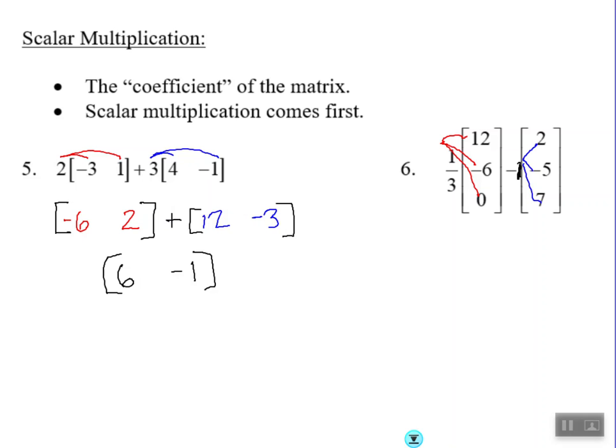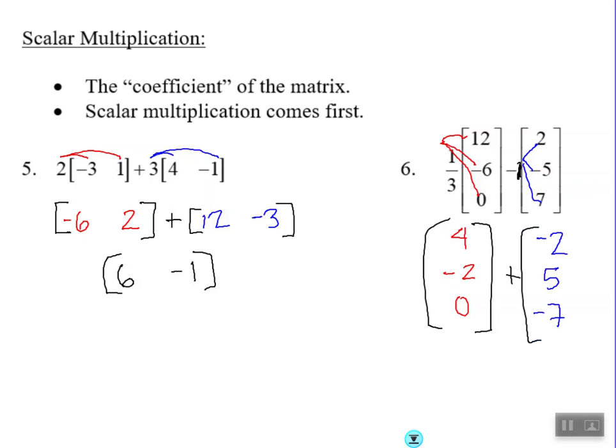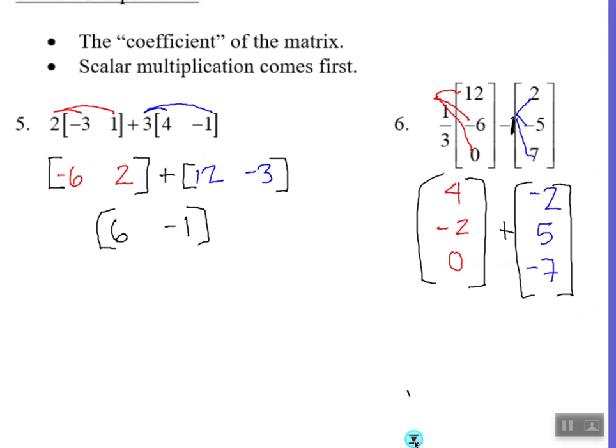So for the first matrix, when we multiply everything by 1/3, we end up with 4, -2, and 0. And if we multiply the second matrix by -1, we have -2, 5, and -7. Because these matrices have the same dimensions, we can go ahead and add them together, and we get 2, 3, and -7. So that is our final answer.